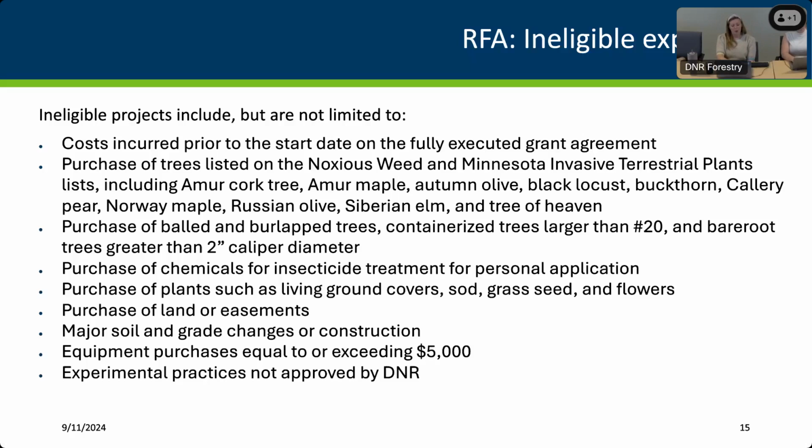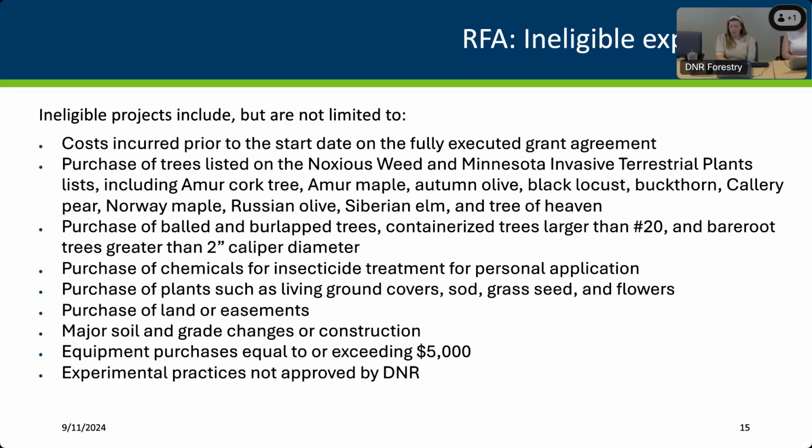The purchase of balled and burlap trees, so these are really large tree stocks, containerized trees larger than 20-gallon pots, and bare root trees that are larger than 2 inches, just ensuring best success for planting. Purchase of tree species that already make up 10% or more of your community's public trees, or whose family make up 20% or more of public trees, and we'll work with awardees on what this looks like in your community.